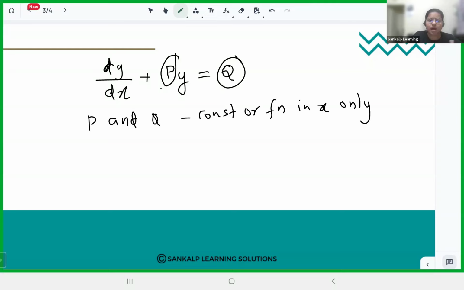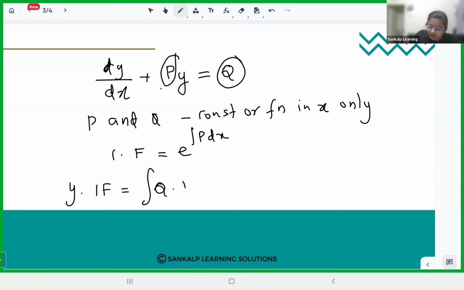How will you solve these types of equations? We'll find the integrating factor. Integrating factor is equal to e raised to integral P dx. And then how will you solve this differential equation? That is, y into integrating factor is equal to the integral of Q into integrating factor dx plus c. This is how you solve these types of equations.